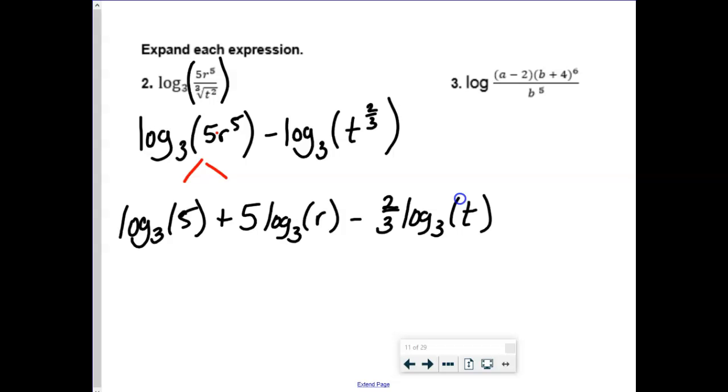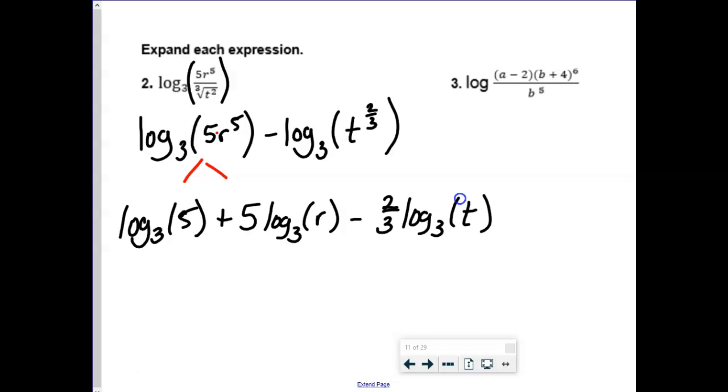Number 3 looks really complicated. It's actually easy. It's a bit lengthy once you write it out. Now, I will caution you on number 3. At no point do I want you polynomial expanding. So like b plus 4 to the 6th power, do not multiply that out. That is a horrible question. You're just going to take your exponent and move it in a minute, okay? So no polynomial expansion. You're just doing logarithm expansion.